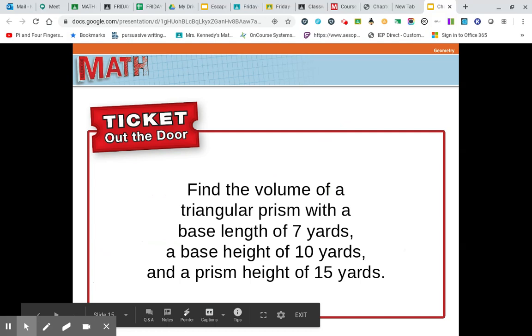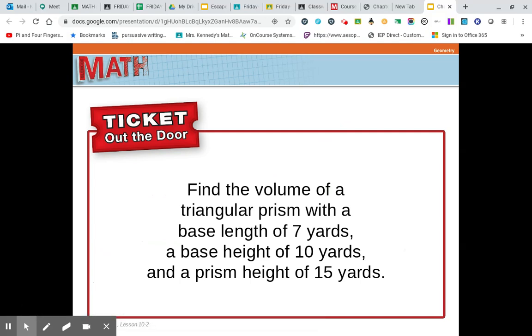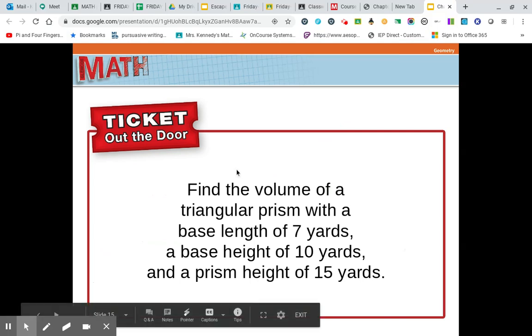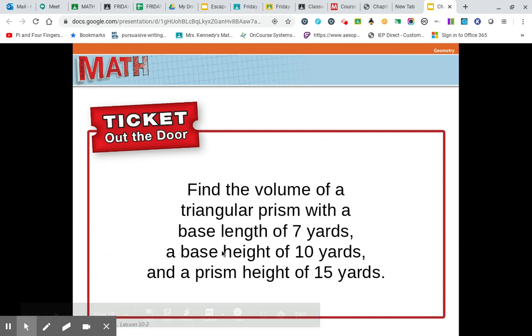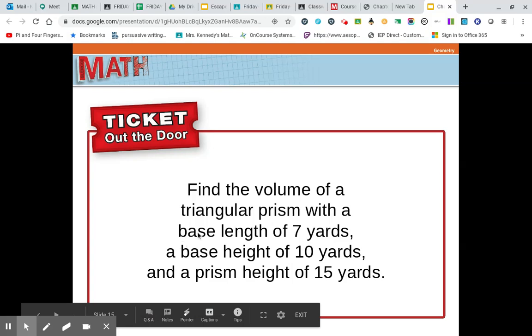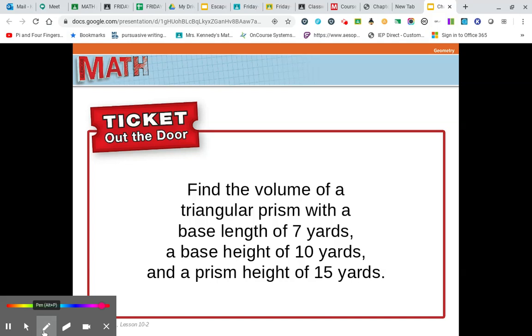Okay, here's your ticket out the door, your exit ticket for this lesson. I'll give you a few minutes if you want to get a piece of paper. I know you don't have the picture in front of you, but believe it or not, with these types of problems, it's probably easier not to have the picture because it can be, as you saw, so confusing to figure out which numbers belong to which sides. For this one, it's actually telling you a triangular prism with a base length of 7, a base height of 10. When they say base length and base height, that's actually telling you the triangular base.